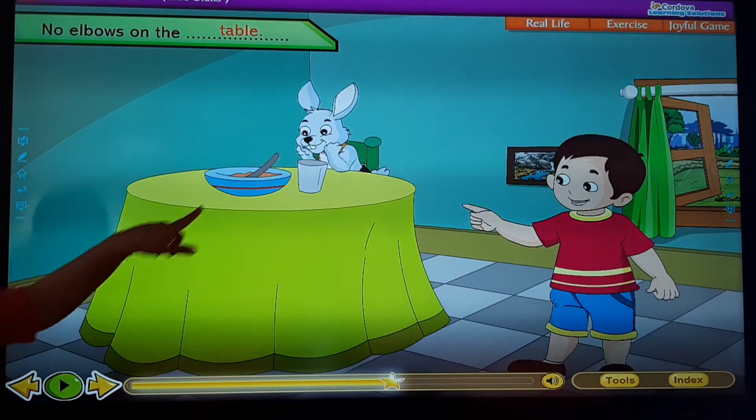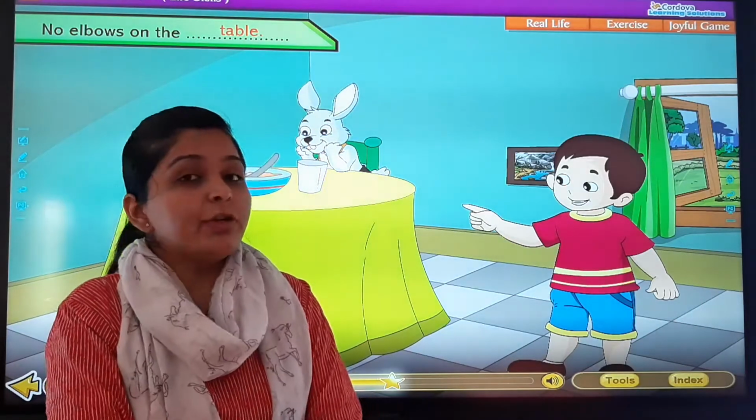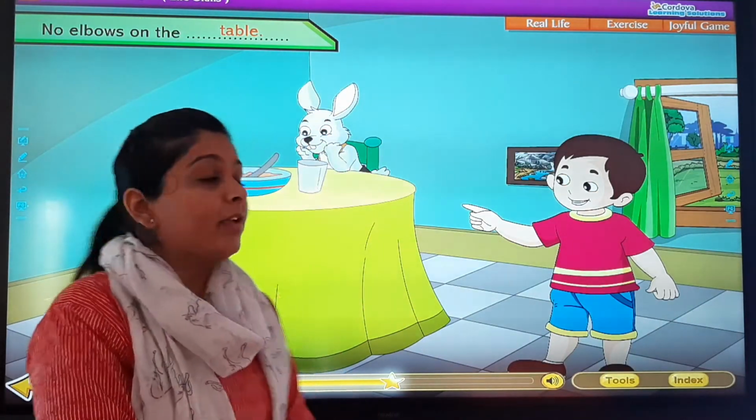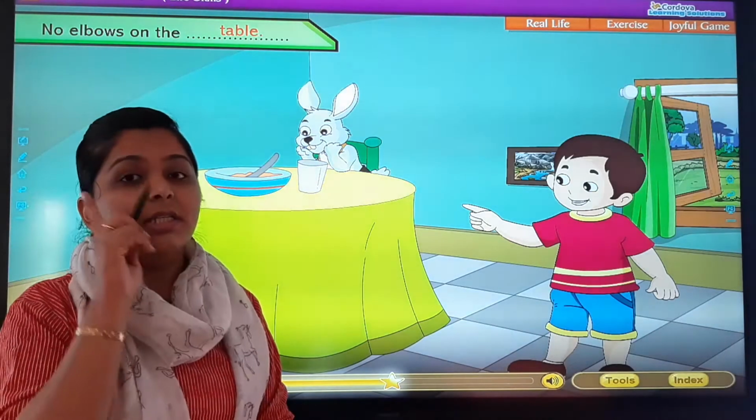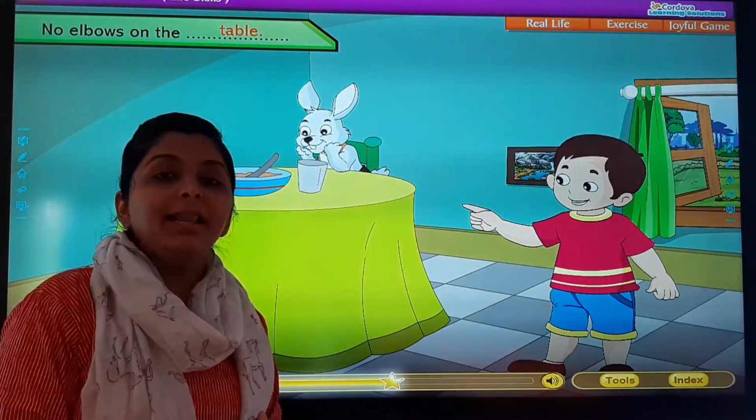No elbows on the table. See, the rabbit is putting his elbows on the table. We shouldn't do that. So your next blank will be table. T-A-B-L-E.